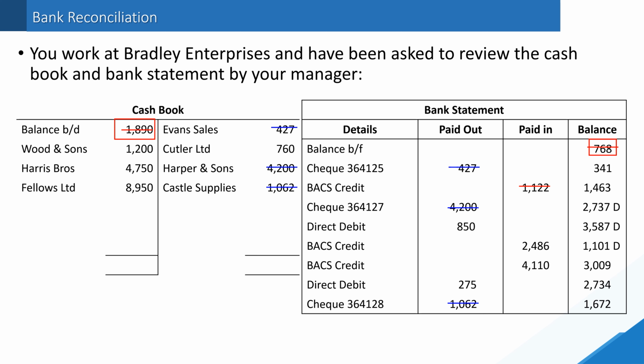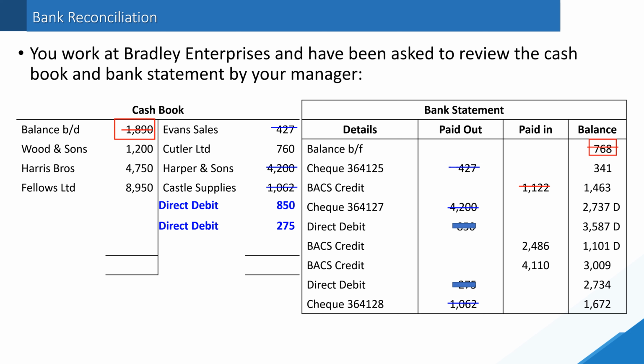And step 3 is now I'm going to update my cash book with those transactions that appear on the bank statement but not yet in the cash book. I'm firstly going to record the £850 as a direct debit. I've got a further direct debit of £275, and you can see that whilst I'm doing that, I'm also just checking them off on the bank statement, just so when I come back to look at this, I know they've been dealt with.